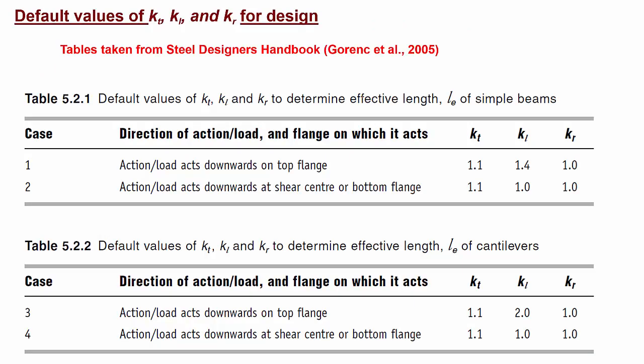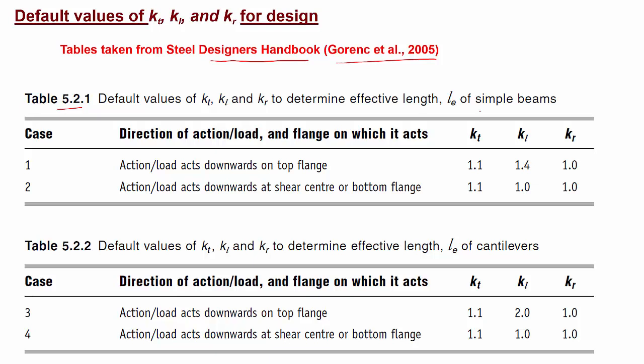Now, once we know K_T, K_L, and K_R, we can find the effective length. There are also two other tables here that will be helpful when you are designing the beam. Sometimes when you are designing beams, you will not know the cross section to start with, so you cannot find the K_T, K_L, and K_R factors to begin with, right? So in that case, where you don't have the information of the cross section yet, you can use these tables from the designer handbook from Gorenc 2005. You can use these tables to estimate the K_T and K_L factors to start with. Even though you don't have any information, you can't use the equation, so in that case, what you can do is use these factors.